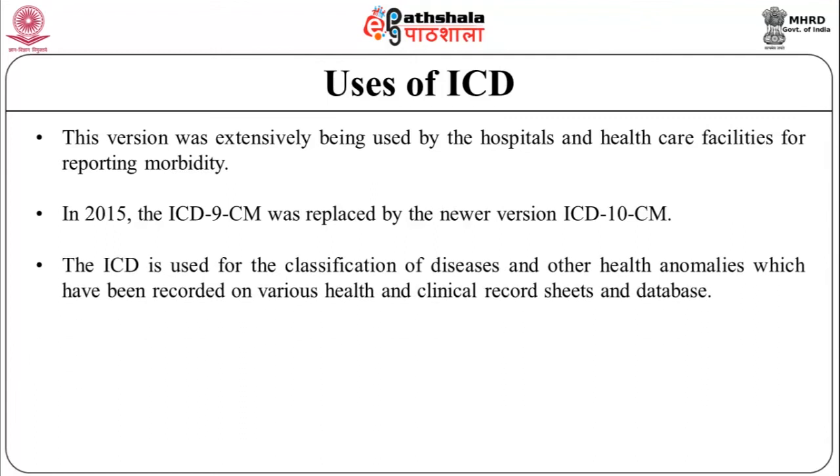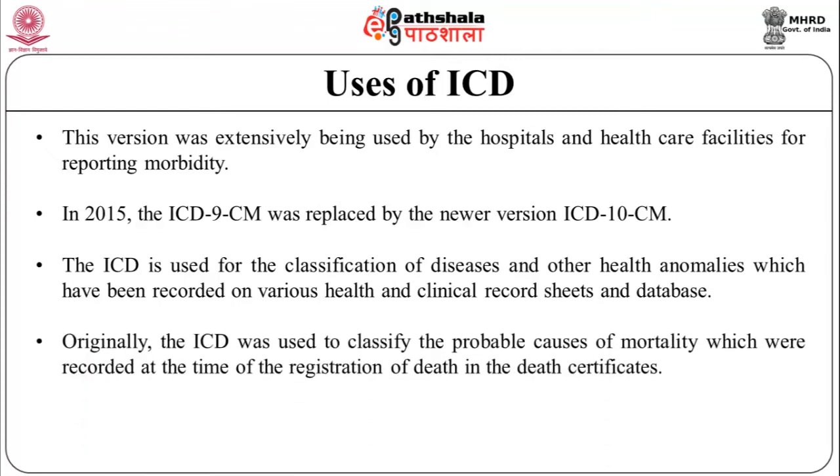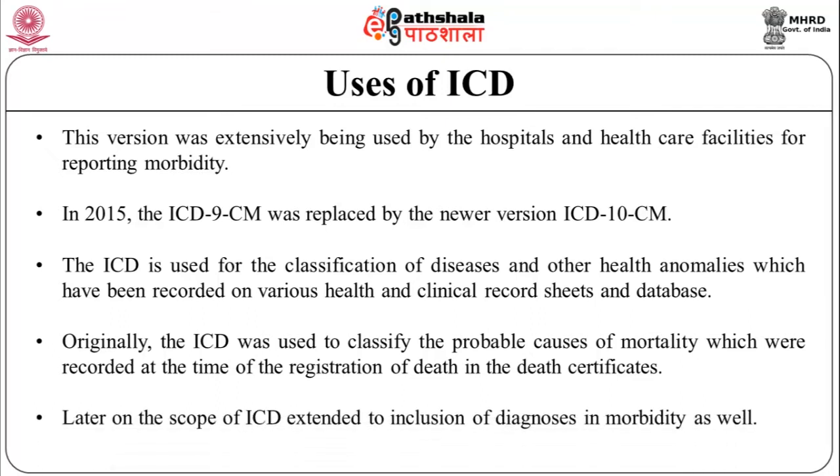The ICD is used for the classification of diseases and other health anomalies which have been recorded on various health and clinical record sheets and databases. Originally, the ICD was used to classify the probable causes of mortality which were recorded at the time of the registration of death in the death certificates. Later on, the scope of ICD extended to inclusion of diagnosis in morbidity as well.